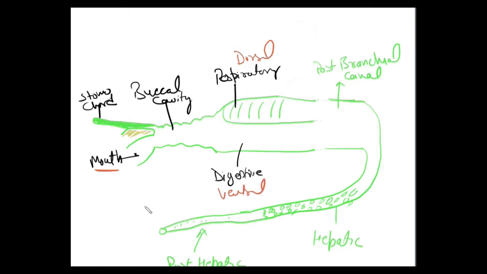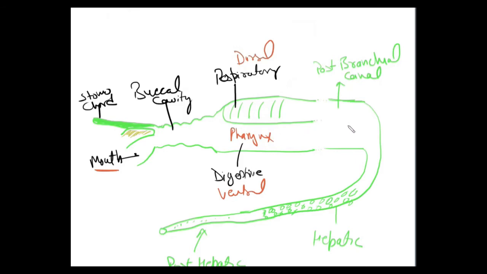So the digestive system of the Balanoglossus consists of a mouth having a proboscis skeleton at its roof, which leads into the buccal cavity. This buccal cavity has an evagination anteriorly into the proboscis, known as the buccal diverticulum or the stomochord. The buccal cavity leads into the pharynx. This is the pharynx, having a dorsal respiratory surface and the ventral digestive portion.